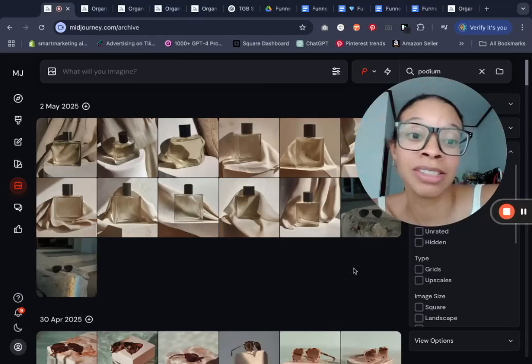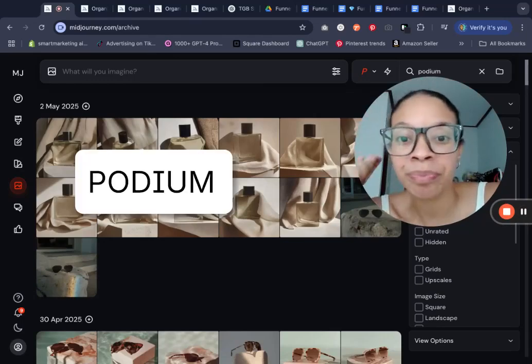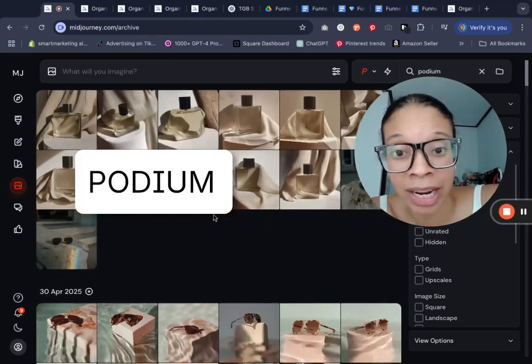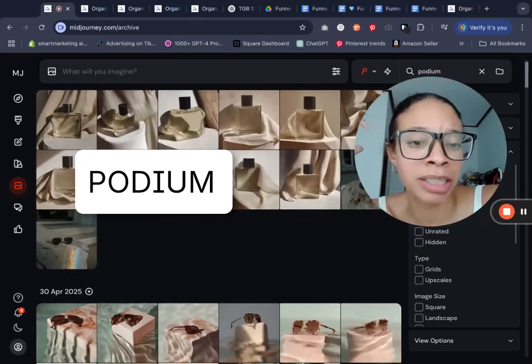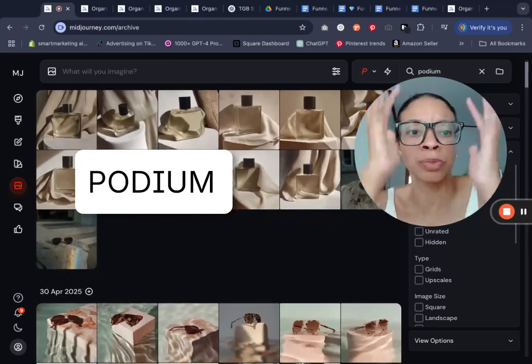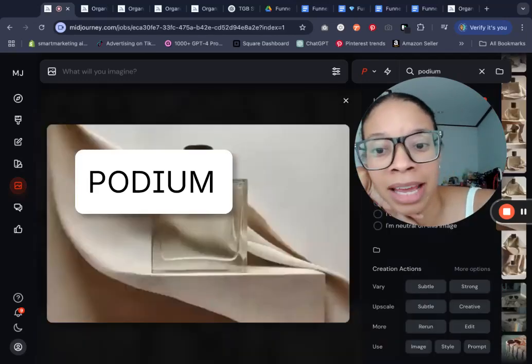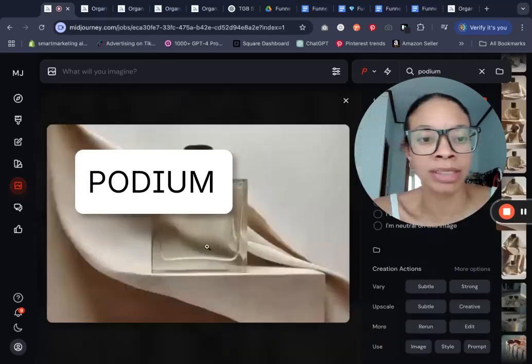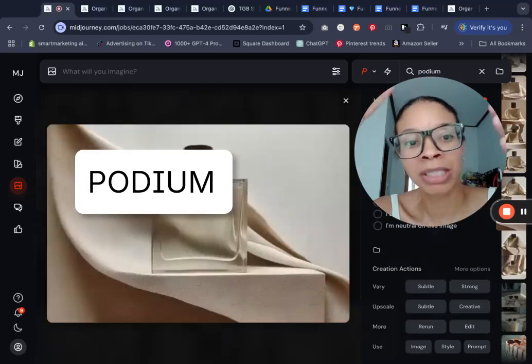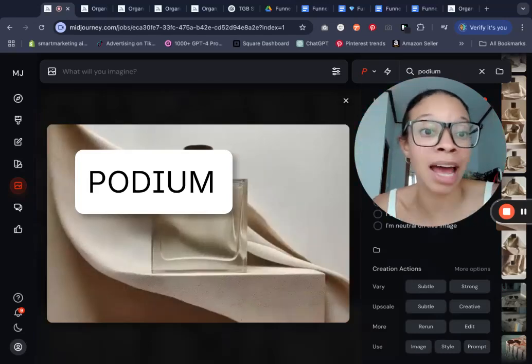So now going into the next keyword. Podium, right? Like you see a lot of images, particularly beauty images, where the product will sit up and it's elevated on some sort of podium. And it's just a really great way to draw attention to the product, especially if the image itself may not have a ton going on.